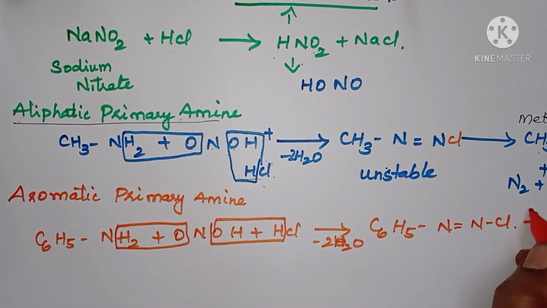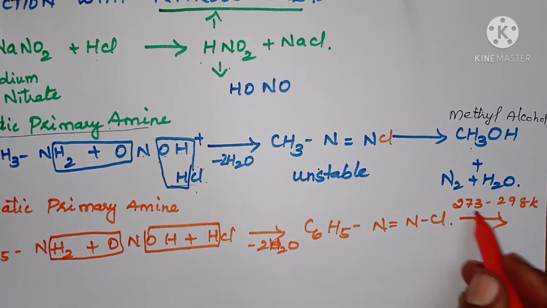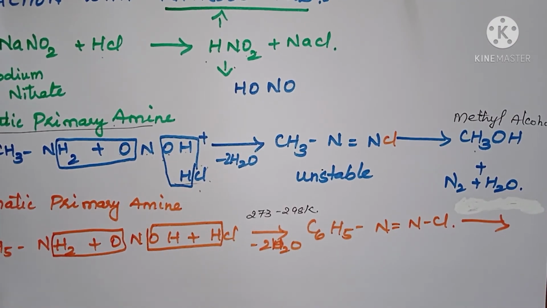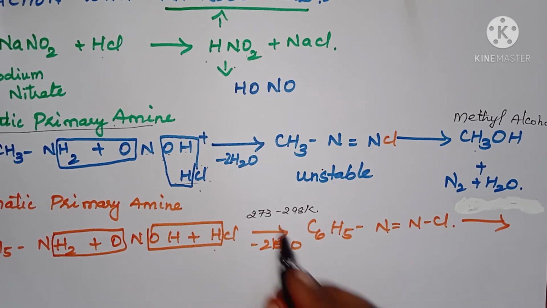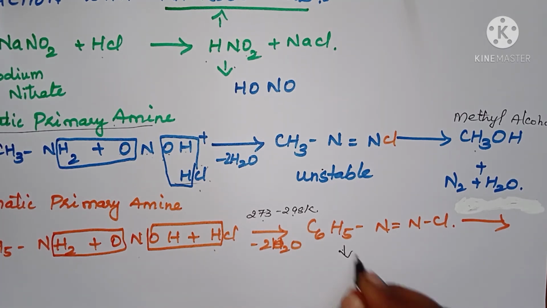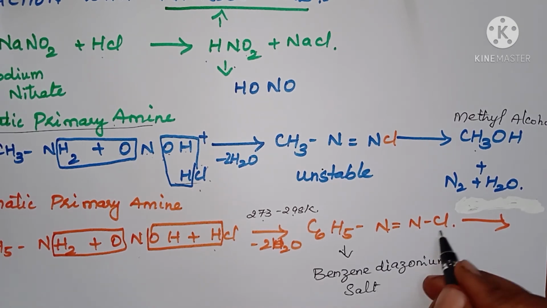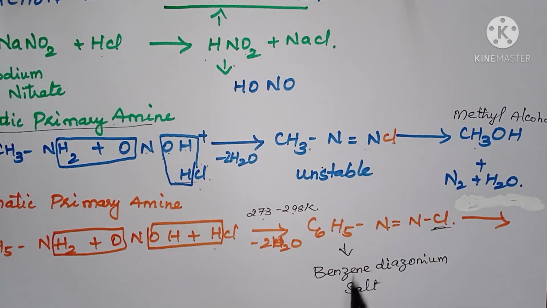Now here, actually, what temperature are you giving? 273 to 298 Kelvin. You remember this point? See here, aniline reacts with nitrous acid along with HCl at 273 to 298 Kelvin. So you get benzene diazonium salt, benzene diazonium chloride. N double bond N is called an azo compound, diazonium salt, because Cl is there. Here methyl diazonium chloride, and this is benzene diazonium chloride. Hope you got this one.